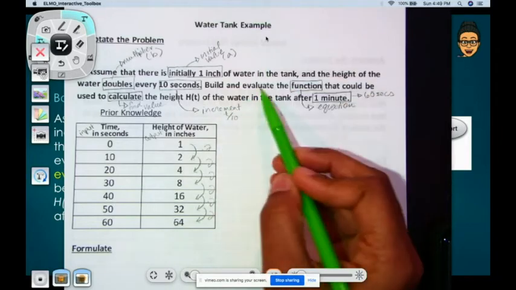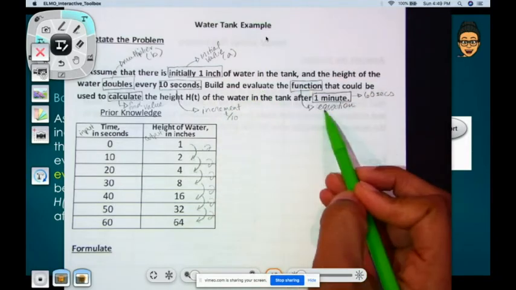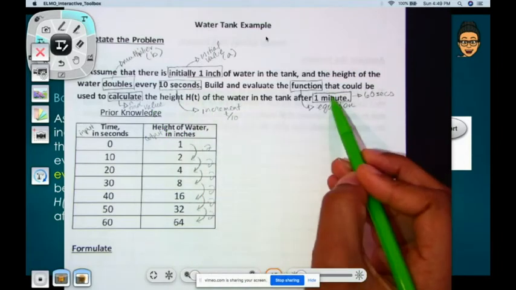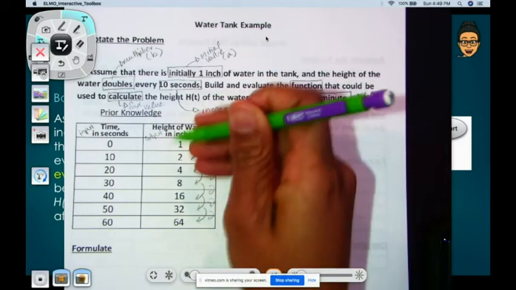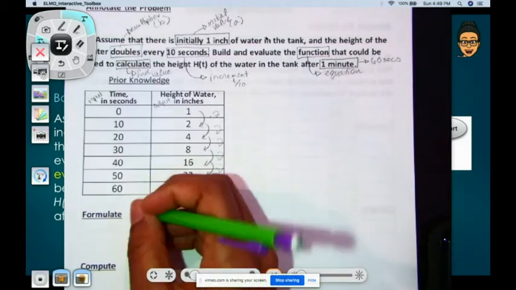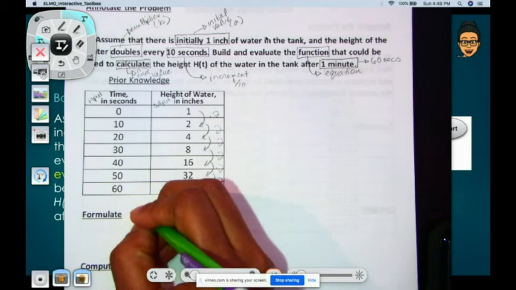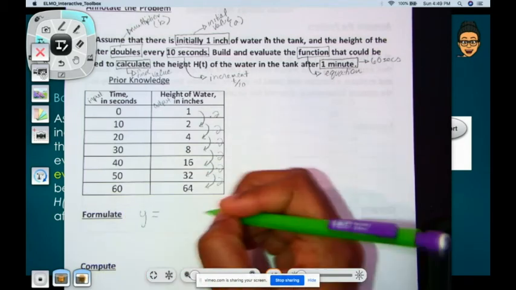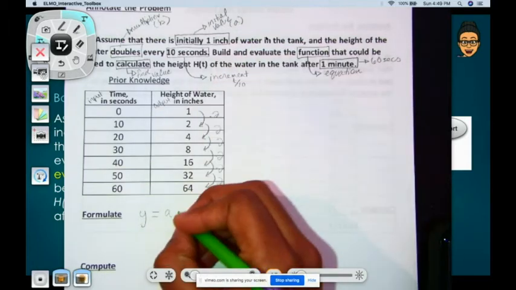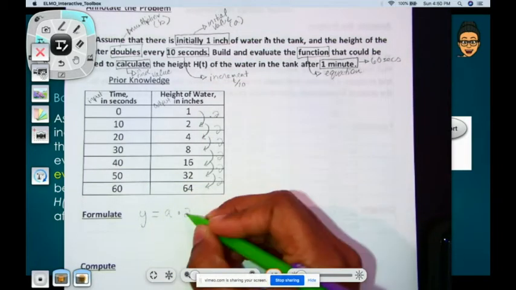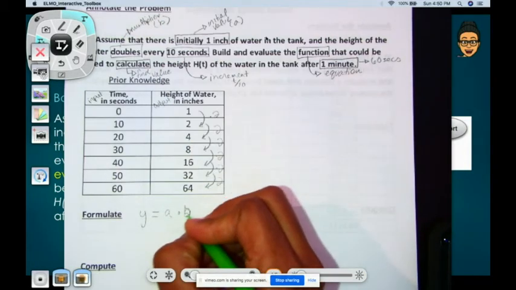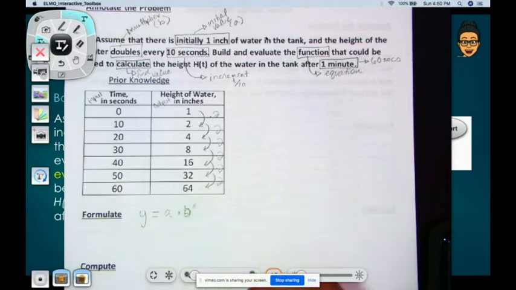To build and evaluate the function, what I know to be an equation, I know that I was finding the value of the height of the water after 1 minute, which was 60 seconds. Now we already had our table formed, so I just thought about that process. To formulate, I was going to use a representation of a function. So I said my output has to be equal to my starting value, which I call A, multiplied by whatever my multiplier was, which is 2. I'm going to just go ahead and call that B. So let's make it B, raised to X, because that's an exponential function.